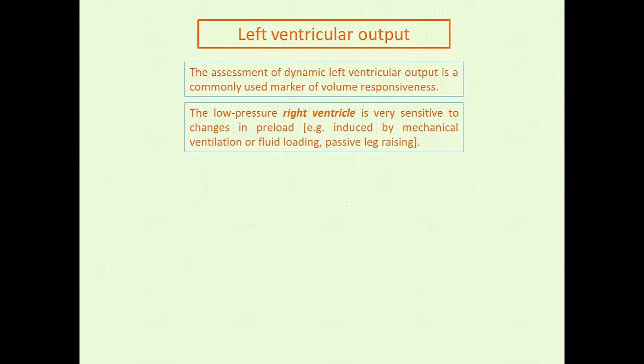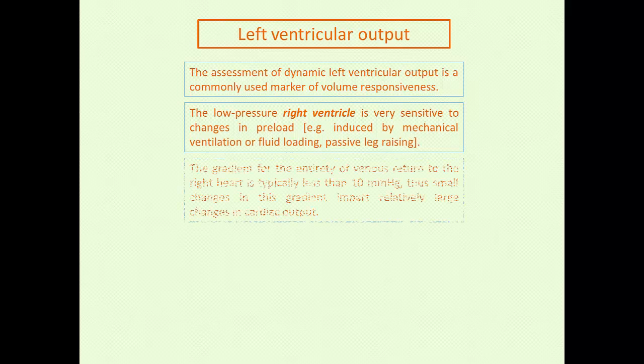Another way you can do it is you can actually increase preload by, say, giving the patient a fluid challenge or doing passive leg raising. But what we're going to talk about in these first sections is stroke volume variation and its response to changes in intrathoracic pressure.